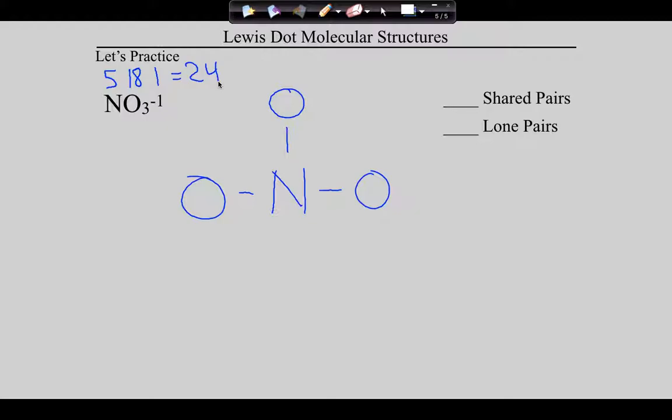So how many electrons are already on the board? 6. And that leaves us 18 electrons. So guys, now what we've got to do is spread these 18 electrons around the molecule. So I'm going to go 1, 2, 3, 4, 5, 6, 7, 8, 9, 10, 11, 12, 13, 14, 15, 16, 17, 18.